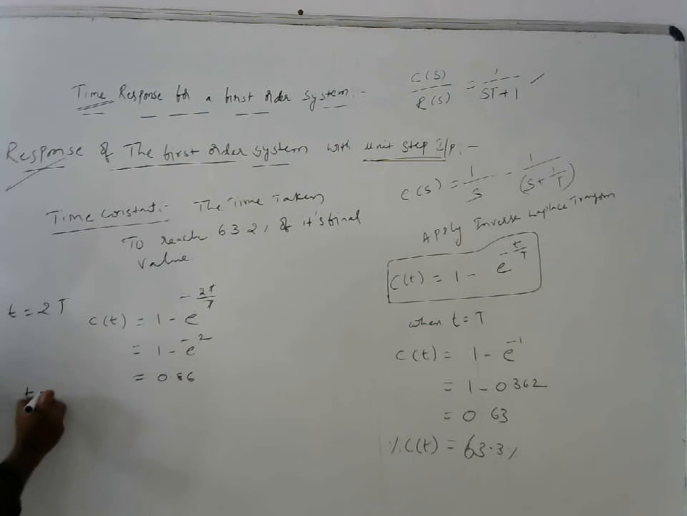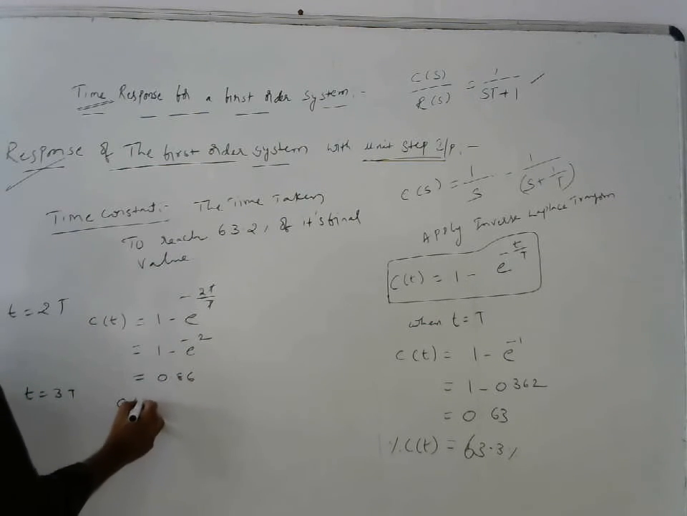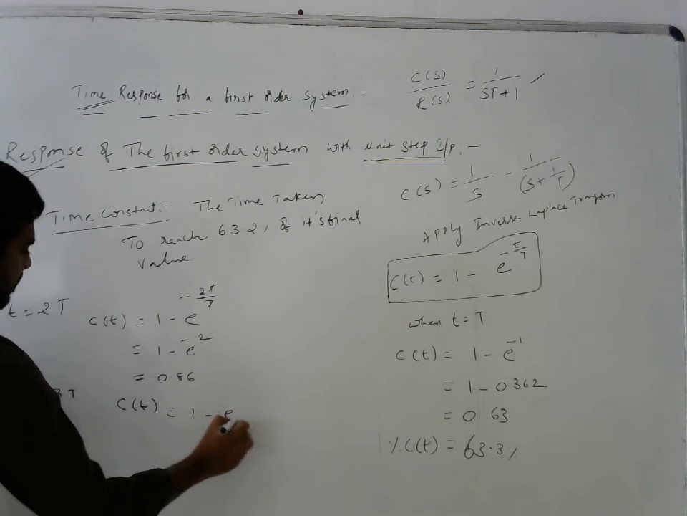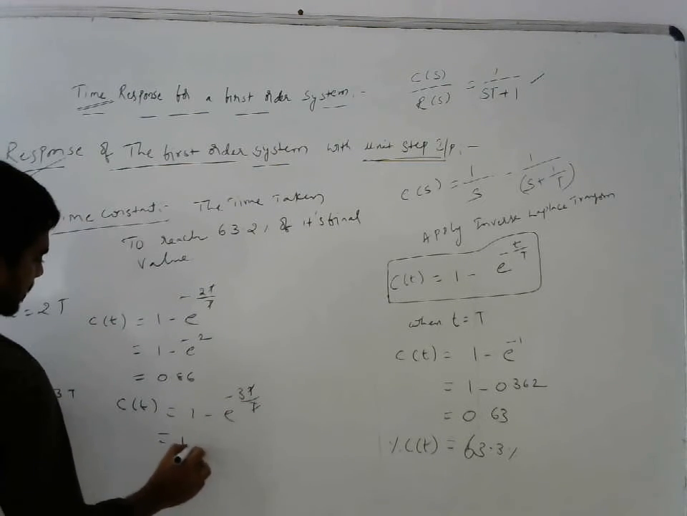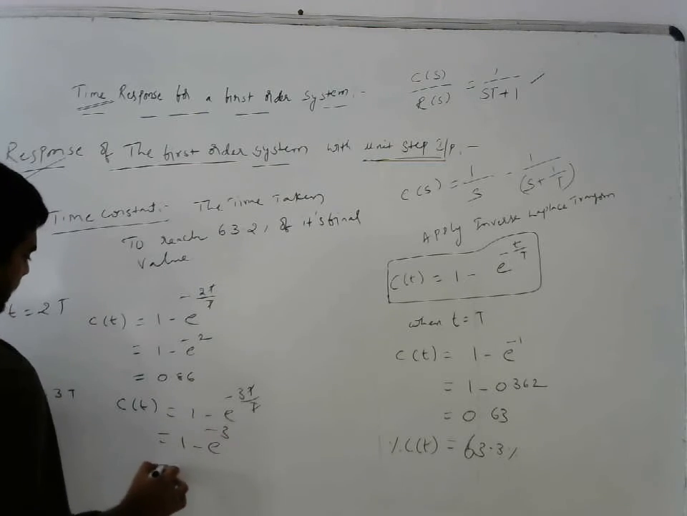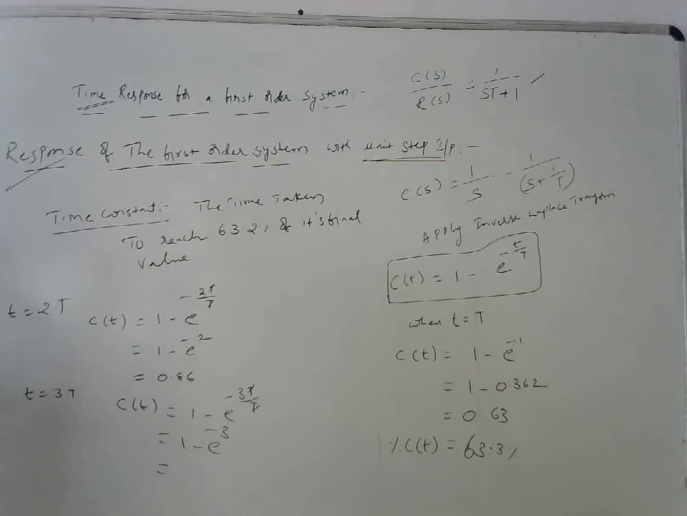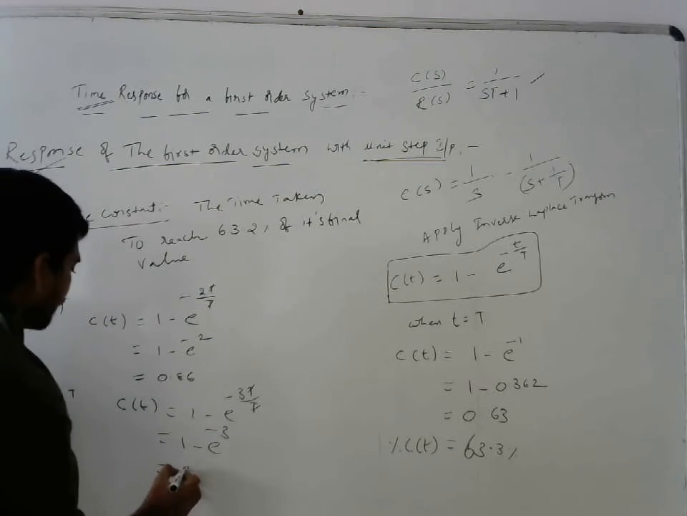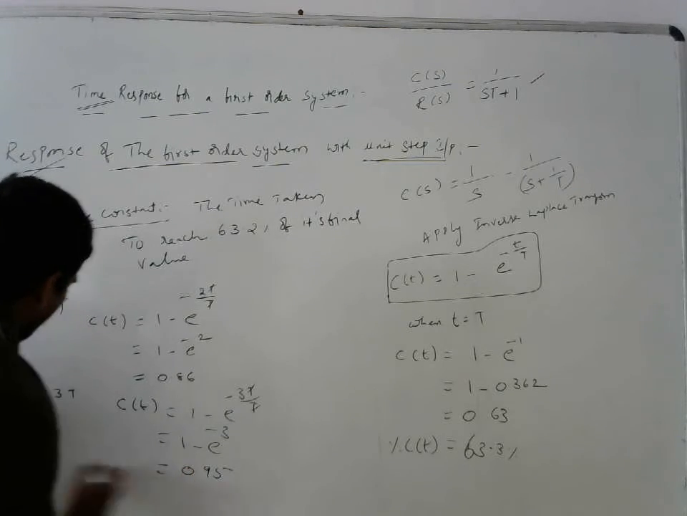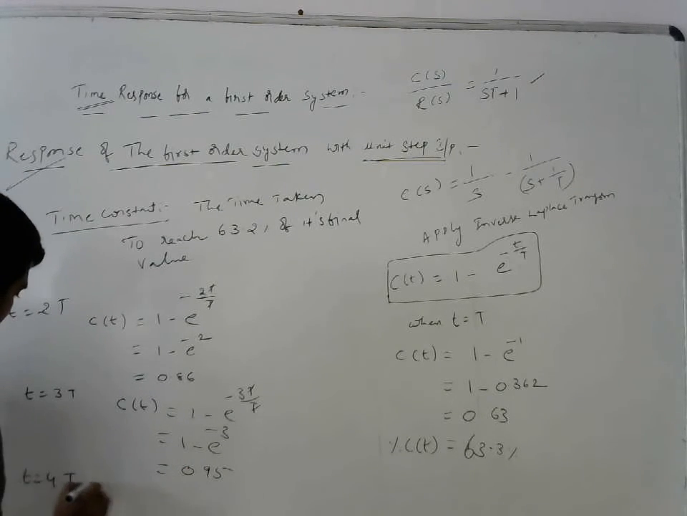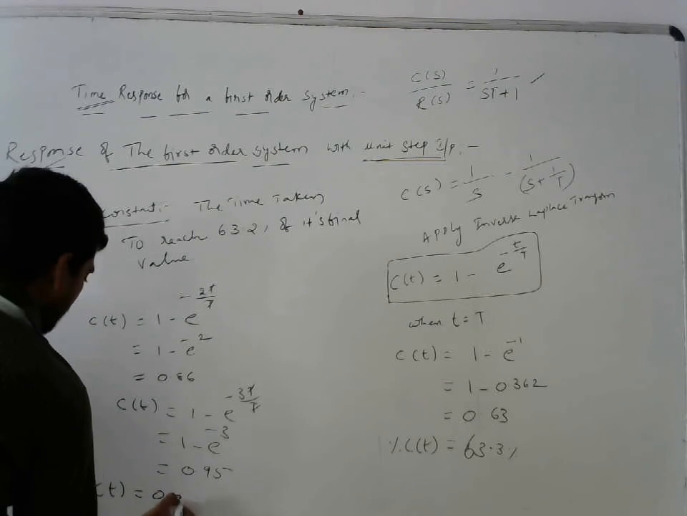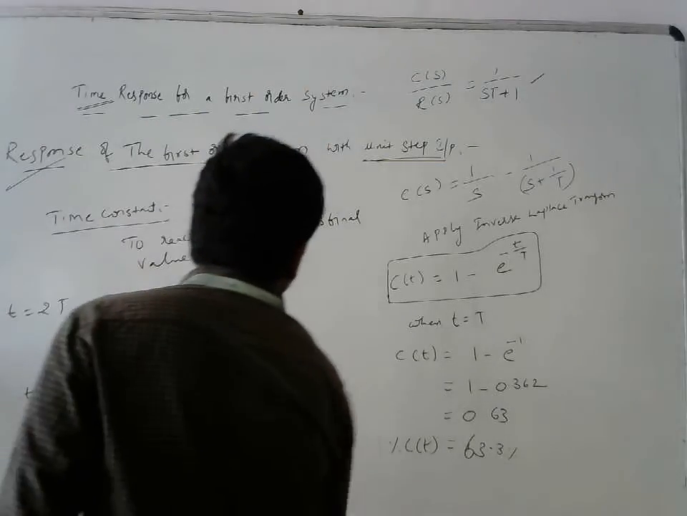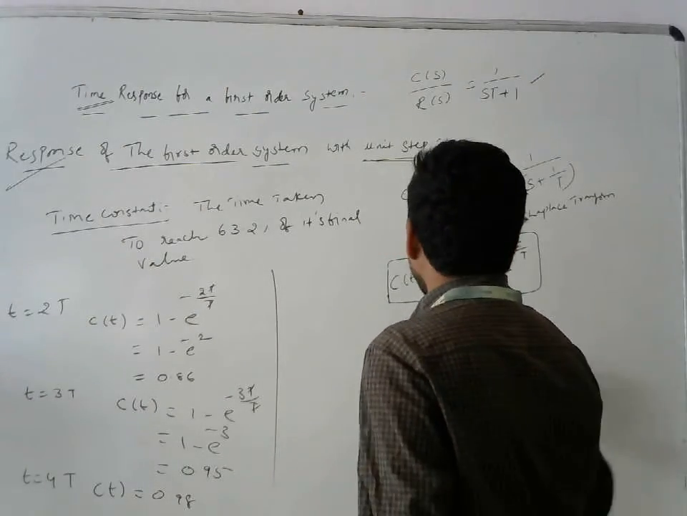0.86. When t equal to 3t, similarly c of t is equal to 1 minus e power minus 3t by t. That means we are going to get 1 minus e power minus 3. This value will become 0.95. When t equal to 4t, c of t will become 0.98. We can substitute just in our calculator. We are getting all these values.